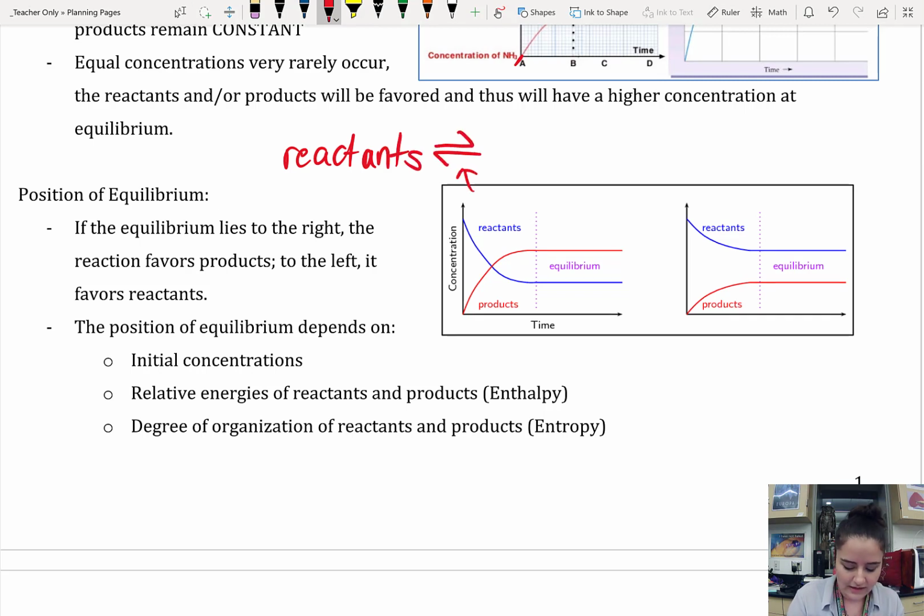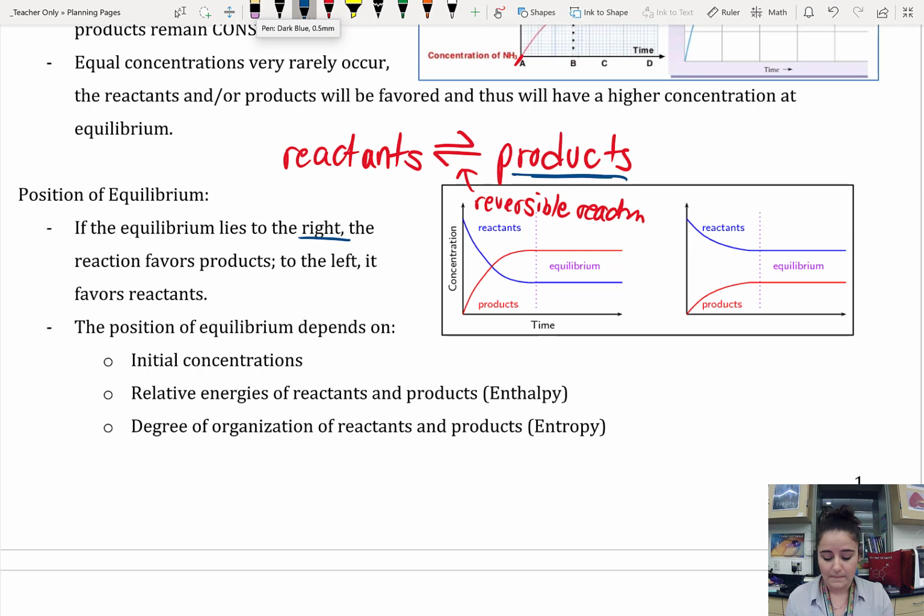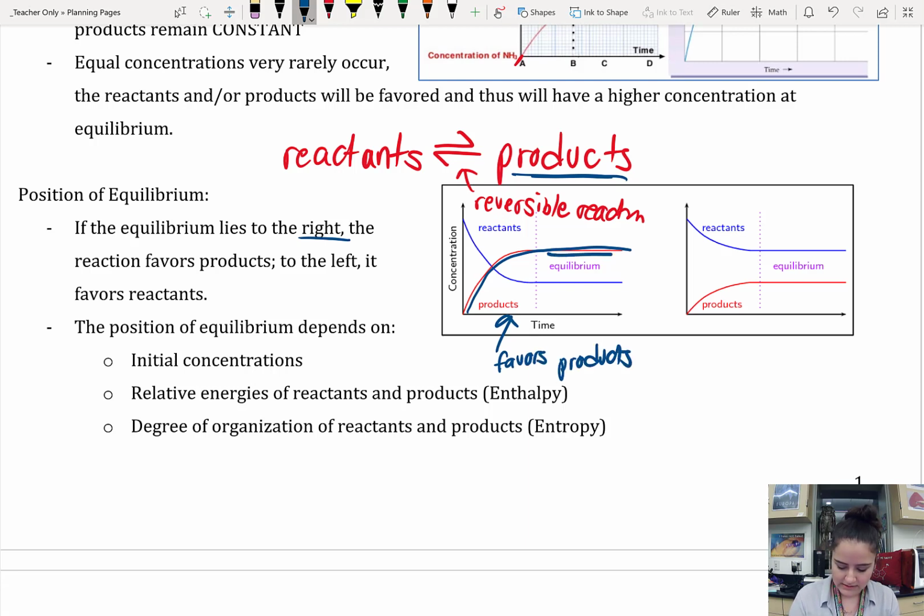Oh, this is the dynamic equilibrium arrow for reversible reactions. So anytime you see that arrow, know that we have a reversible reaction and an equilibrium system. Now, if equilibrium lies to the right, that means it favors the products. This is an example of a reaction in which the equilibrium favors the products, because we can see there are more products than reactants at equilibrium.